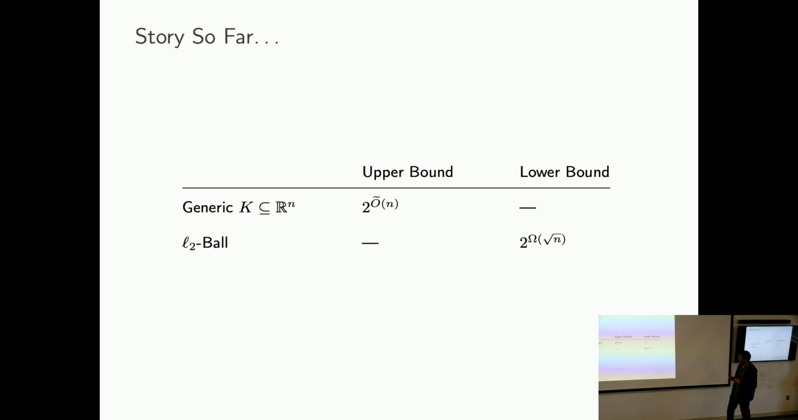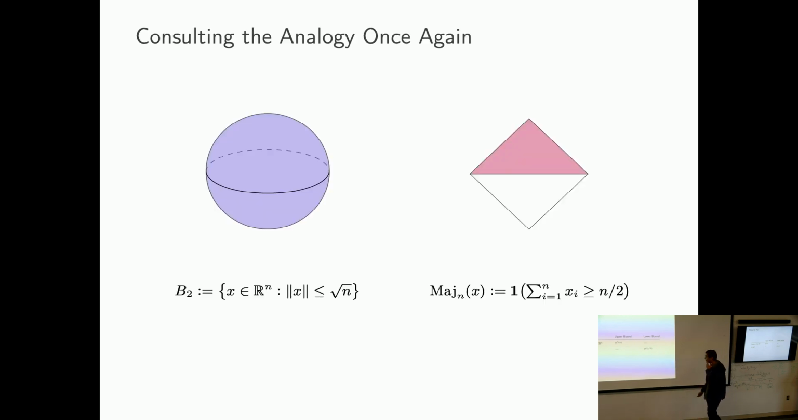Good. So just to summarize, we've shown that any convex set can be approximated with an exponential number of half spaces. And there's a lower bound for the L2 ball, which says that you need 2 to the root n half spaces to approximate it. But there's still a big gap between the upper bound and the lower bound. And you might think that by trying to do something smarter, and not just copying the Boolean setting, you could boost this up to 2 to the root n. But let's see what happens for majority.